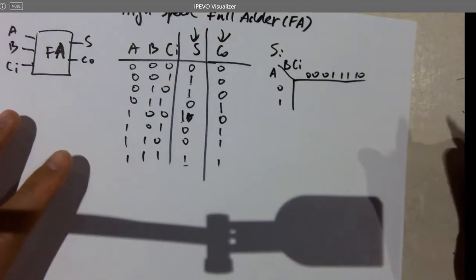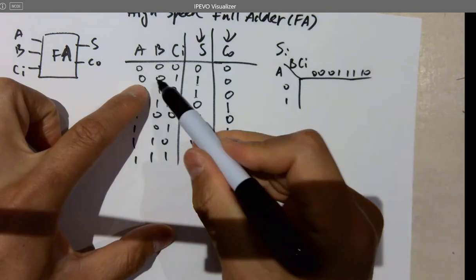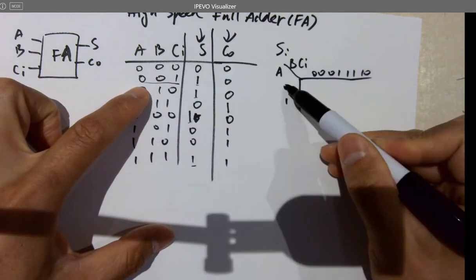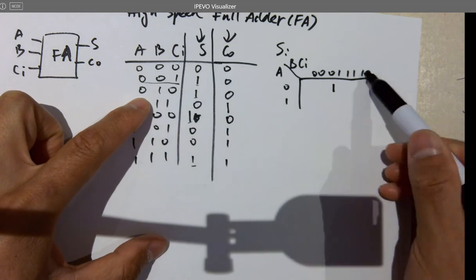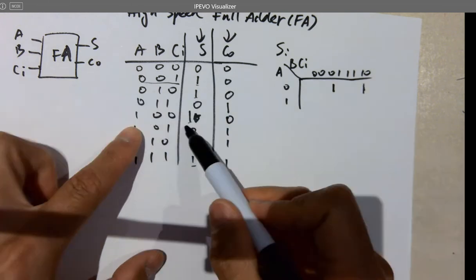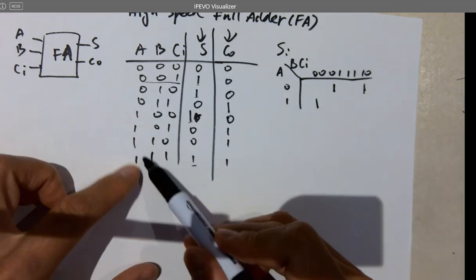So what's next? Just fill in the numbers into the table, into the map. 0, 0, 1, 0, 0, 1, 0, 1, 0, 0, 1, 0, 1, 0, 0, 1, 0, 0, 1, 1, 1.